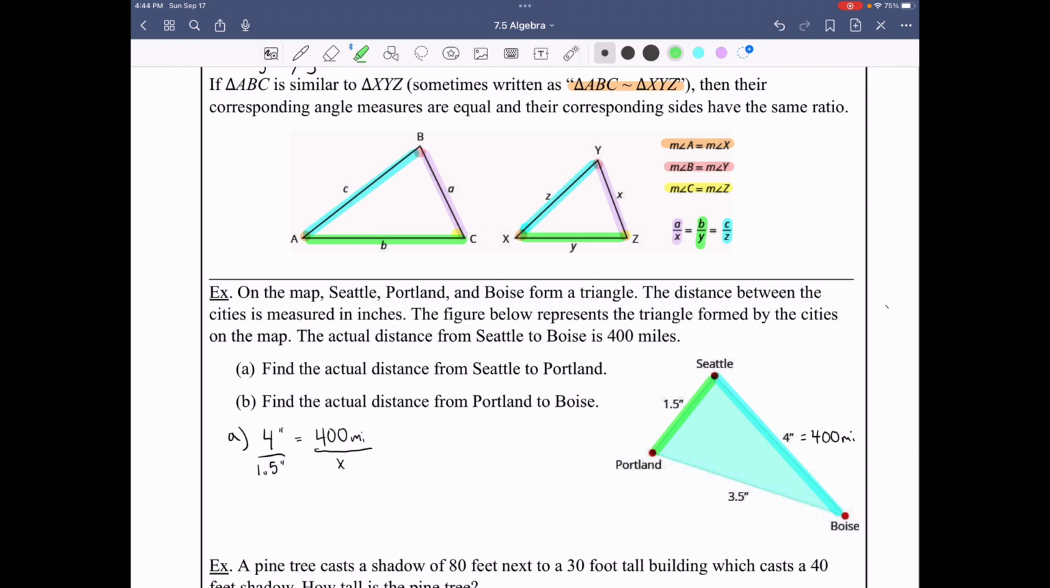Now we're going to do the cross products. So 4 times x is 4x, and 1.5 times 400 is 600, because half of 400 is 200. Now we're going to divide both sides by 4 to solve for x. x equals, 4 goes into 600 150 times, 150 miles.